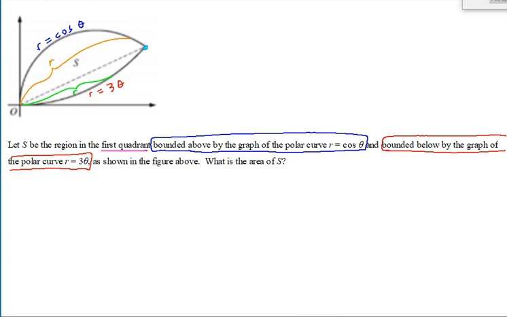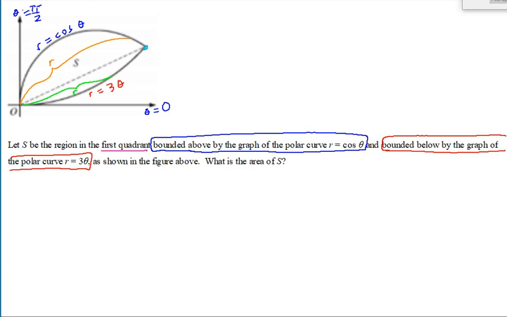So it's a little bit different in the setup. What we have to do is realize, well, we use this curve's R until we get to this point, and then we use this curve's R from this point on to pi over 2. Because it's like we're starting at theta equals 0 right here, and then going all the way to theta equals pi over 2 in the first quadrant. So we have to find where they intersect.